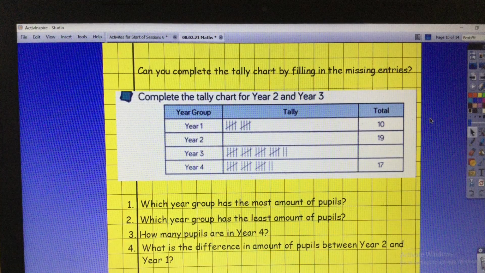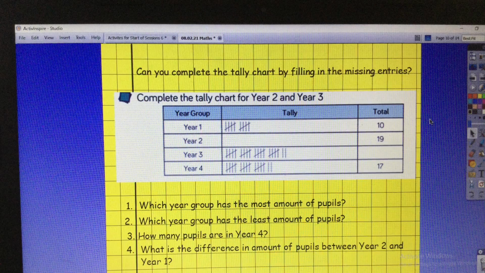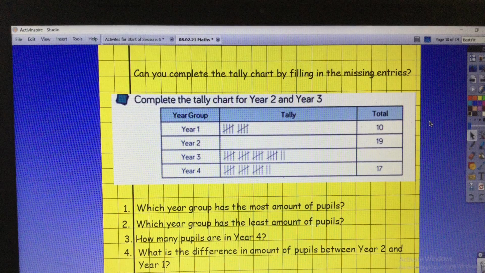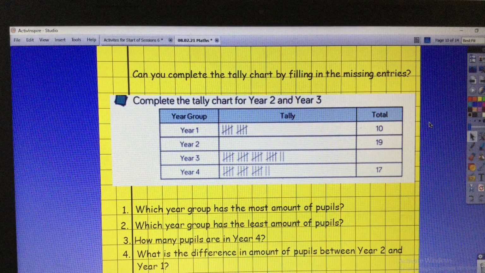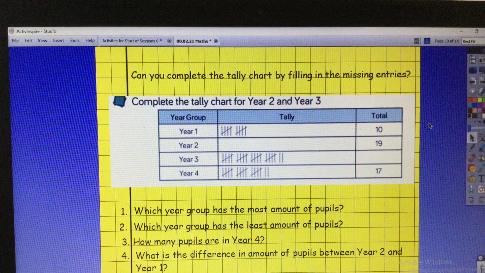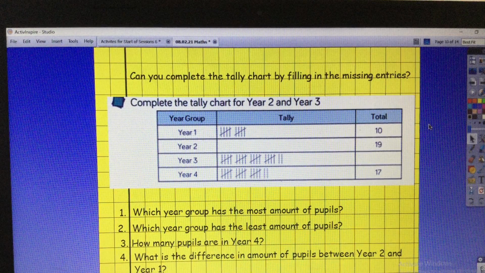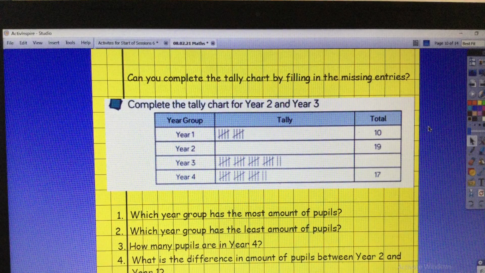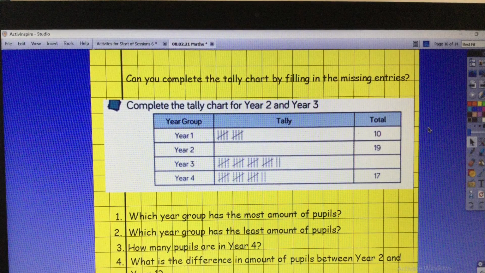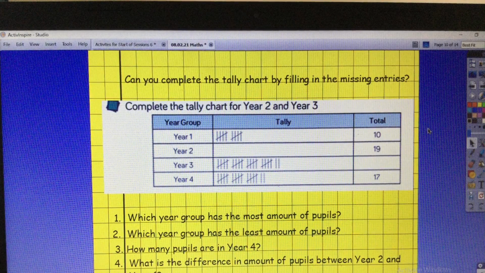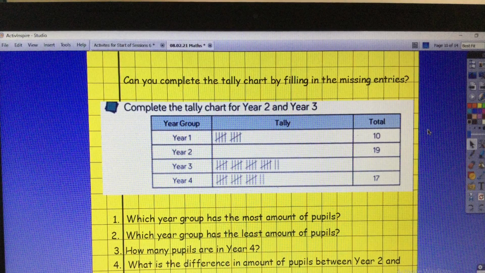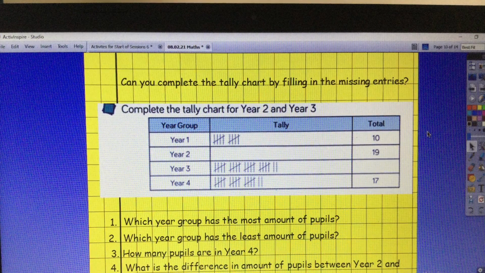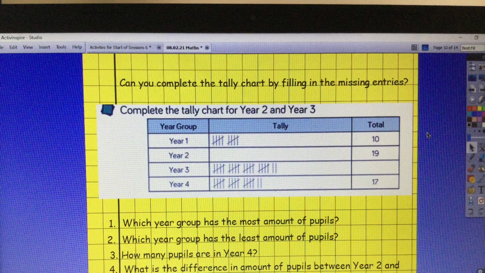Can you help me complete the tally chart by filling in the missing entries for both the tally and the total column? When you've completed this, there are 4 questions below that I'd like you to try and answer. Question number 1 asks which year group has the most amount of pupils. Question 2 is asking which year group has the least amount of pupils. Question 3 is asking how many pupils are in year 4. And question 4 is asking what is the difference in amount of pupils between year 2 and year 1. Remember, with the word difference, it's another way of asking you to subtract. Pause the video now and good luck.